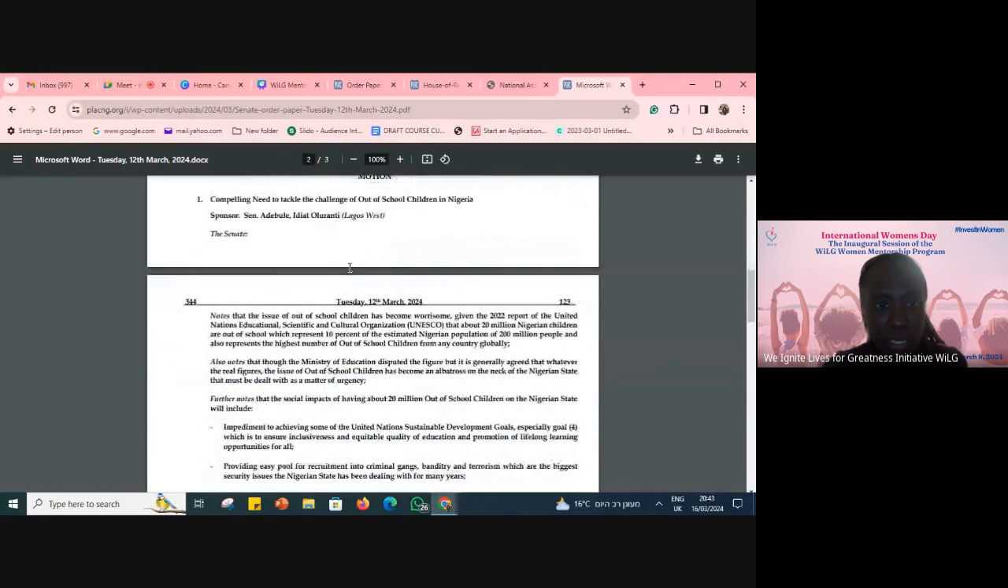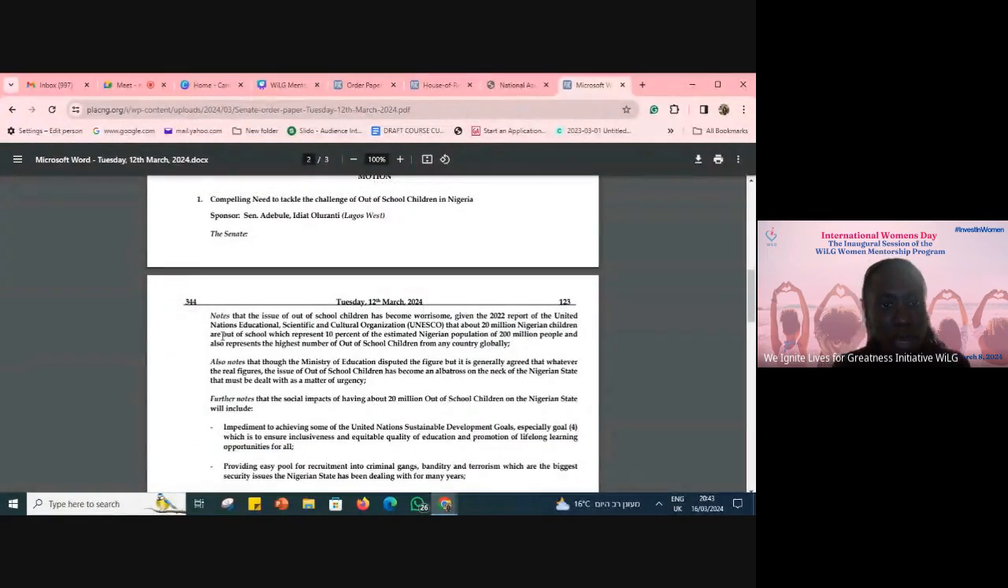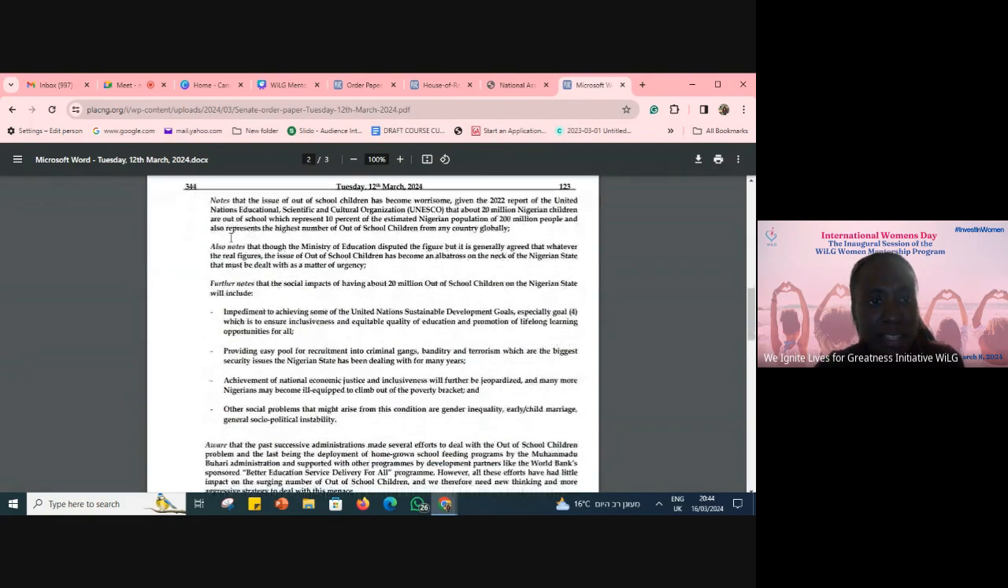And I wanted to show their own bills, how they write it. So they write the title, they write the senator's name, who is the sponsor of the motion. And you see here, they write the Senate. So for the House of Reps, you see they write the House. Here they write the Senate. And then they go into notes that, and they state, okay, somebody wants to join me.